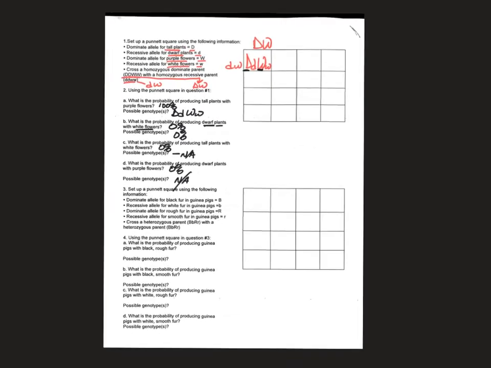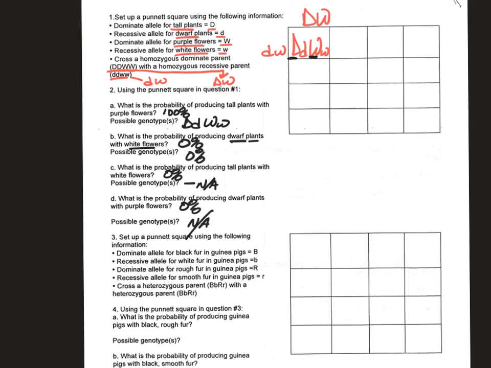It's just a matter of, do you understand that this parent can only produce this gamete, and that this parent here can only produce this gamete? So if you understand that, then I think you understand that percentage and where it comes from.